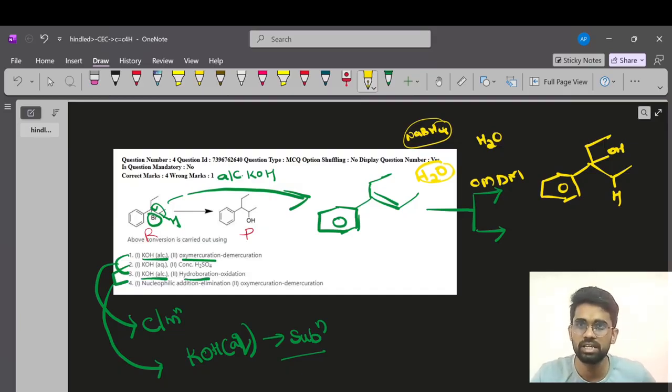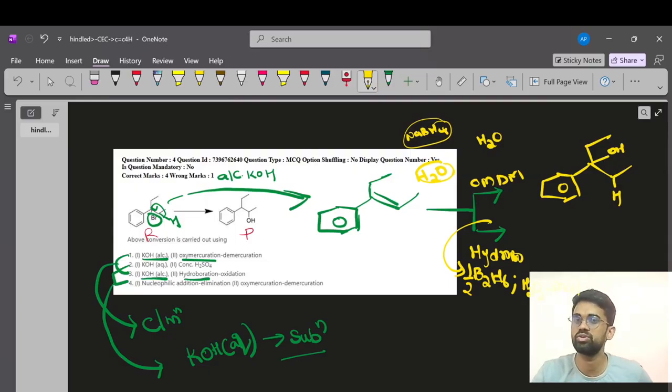Next here, if I do the hydroboration reaction, that is the third option, hydroboration. What is the reagent used here? B2H6, or specifically half B2H6, and H2O2. So this is the reagent used. So now what happens? You are going to get something like this. Anti-Markovnikov product. That's it.